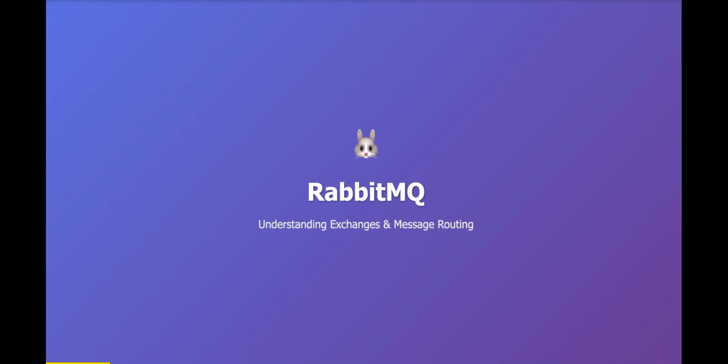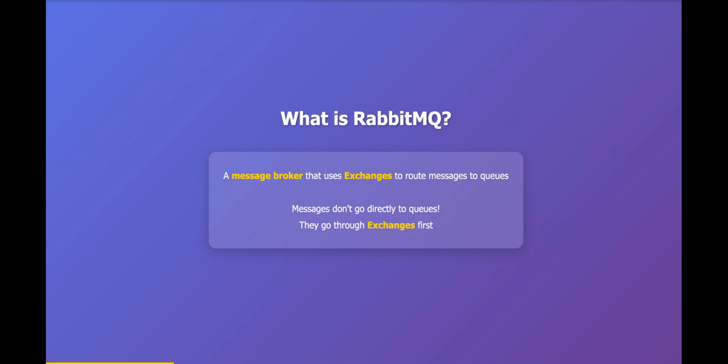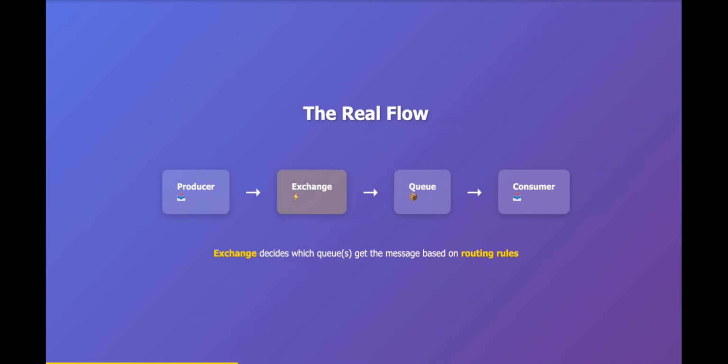RabbitMQ is a message broker that routes messages through exchanges, not directly to queues. Here's the key architecture. Producer sends messages to an exchange. The exchange acts as a routing agent. It reads routing keys and message headers, then decides which queue or queues should receive the message.